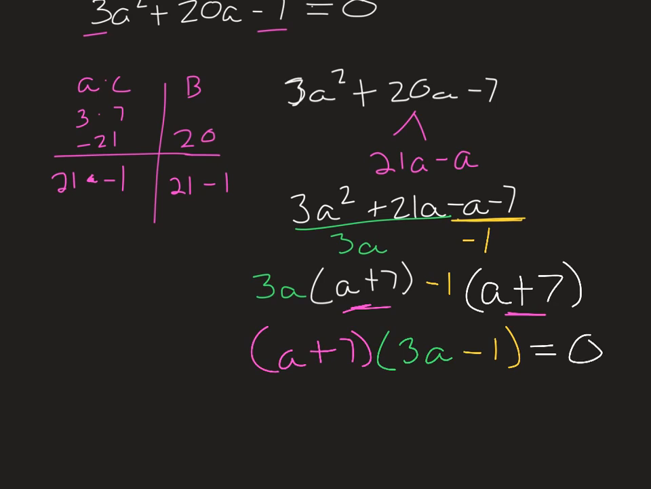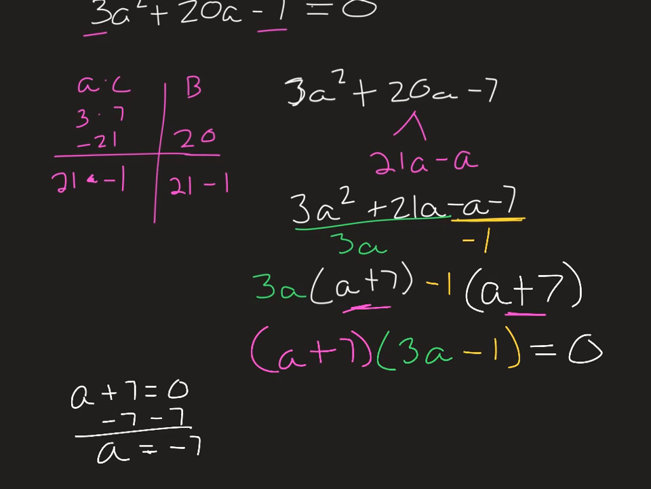So now I need to deal with that equals to 0 component. So either this has to be equal to 0 or this has to be equal to 0, because the way multiplication works, obviously 0 times anything is going to give you 0. So I've got a plus 7 is equal to 0. So I subtract 7 from both sides. That leaves me with one solution, which is a is equal to negative 7.